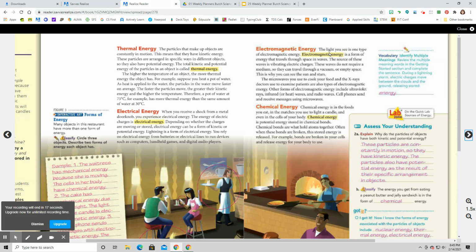Electromagnetic is light that we can see. It also includes many other types of energy like X-rays and microwaves. We'll talk more about this in the next book. And then we've touched on chemical energy before: food and batteries and gasoline.